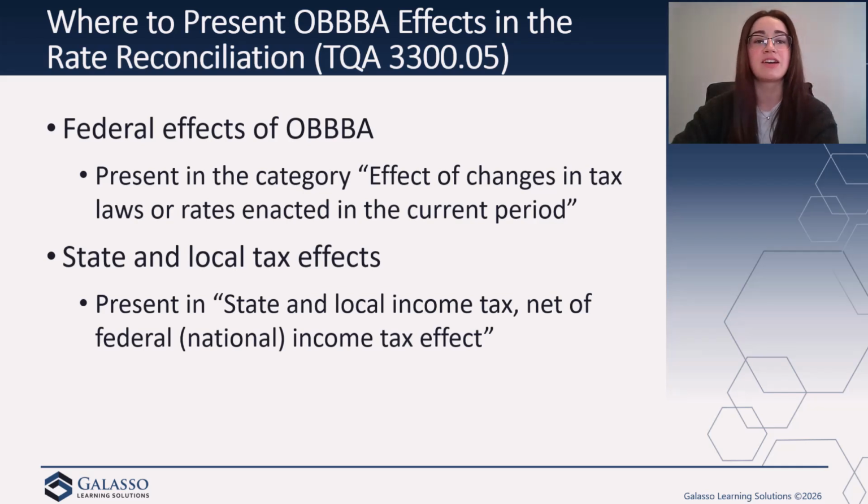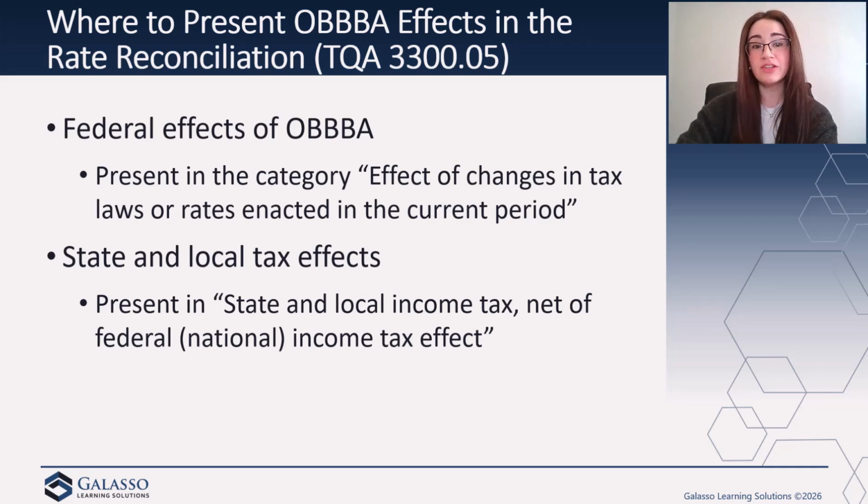Well, the federal effects of OB3 must go into the effective changes in tax laws or rates enacted in the current period category. So when we're taking a look at OB3, that is exactly where this is going to go. And this category reflects any cumulative tax effects of the change in enacted tax laws or rates on the current and deferred tax assets and liabilities at the date of enactment. So that is exactly where that one's going to go.